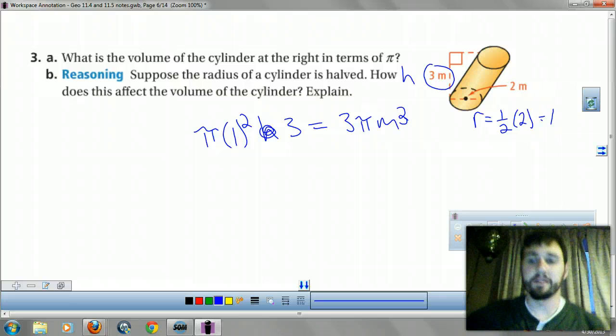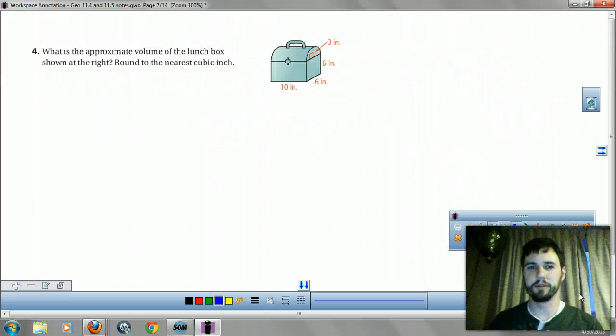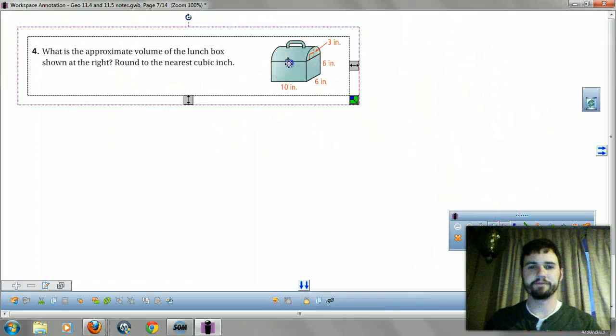That's actually it for this stuff, guys. I actually really like this. I think it's pretty quick, easy. Is there one more? Yeah, there's one more.